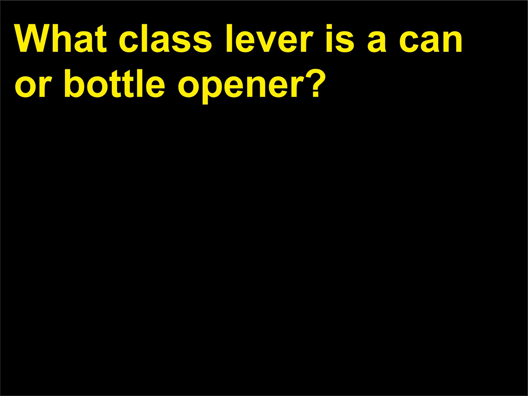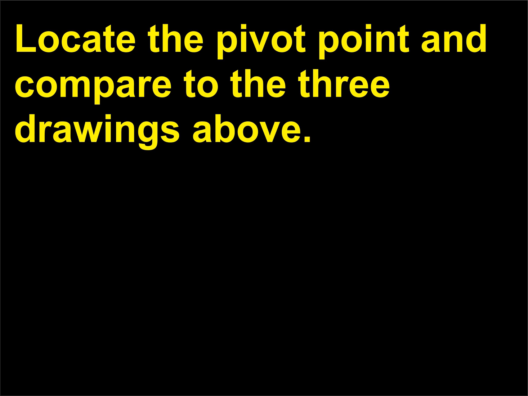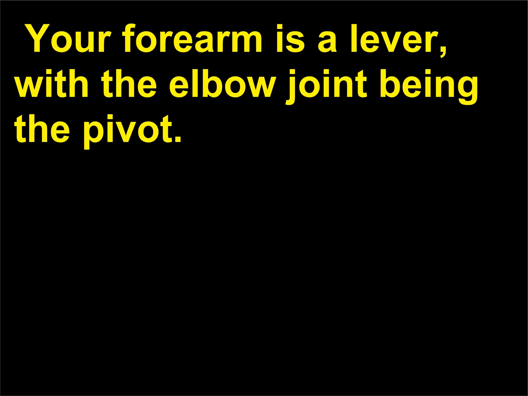What class lever is a can or bottle opener? Locate the pivot point and compare to the 3 drawings above. Your forearm is a lever, with the elbow joint being the pivot.